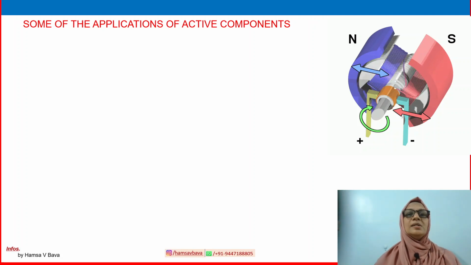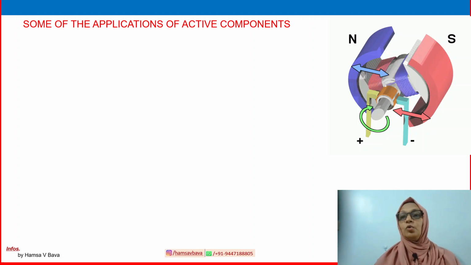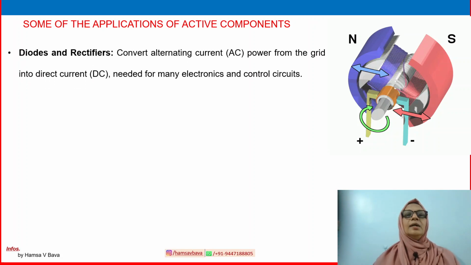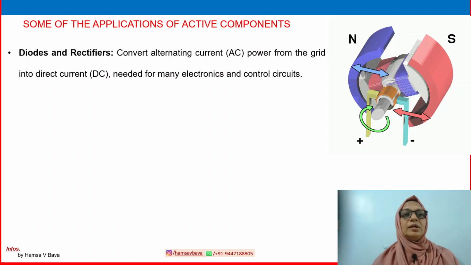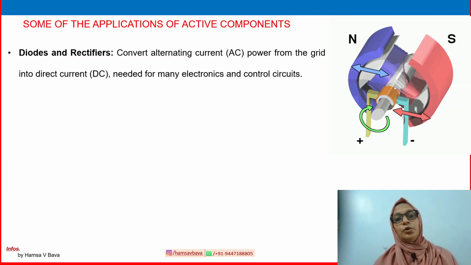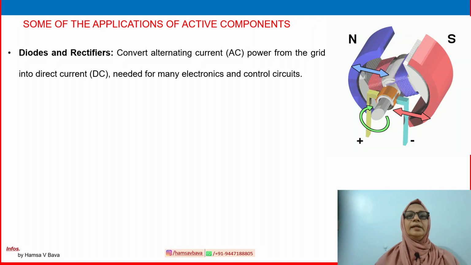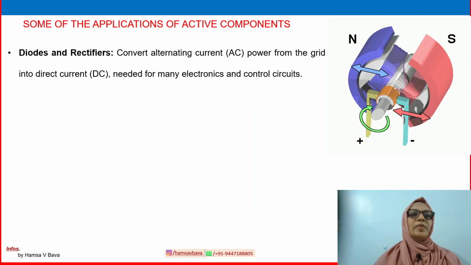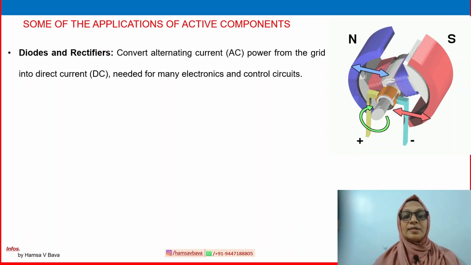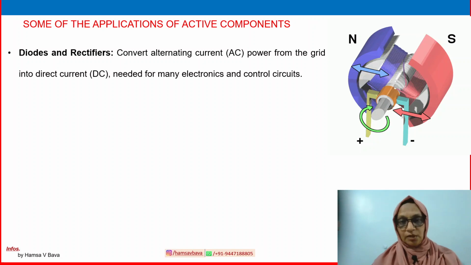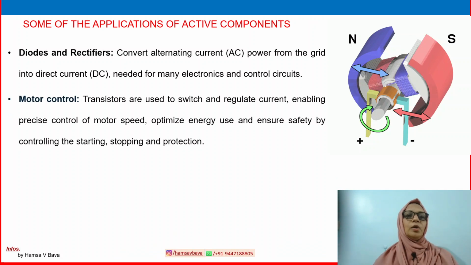Some of the applications of active components: motor control, which we will come across, and diodes and rectifiers. Diodes and rectifiers convert alternating power from the grid from AC to DC, direct current, needed for many electronic and control circuits. So these active components, that is diodes, rectifiers, etc., are used here. Then motor control.